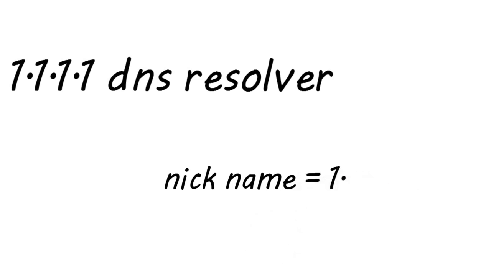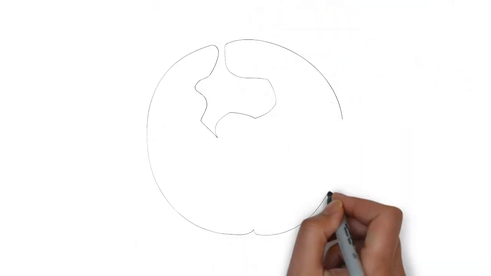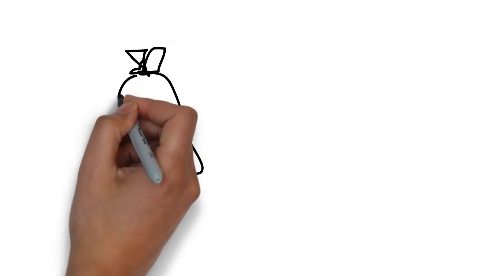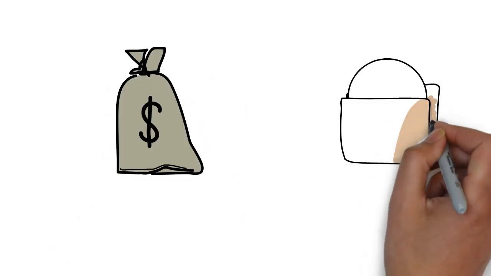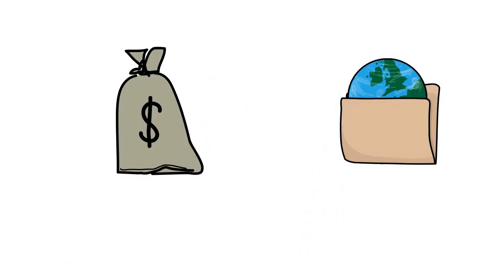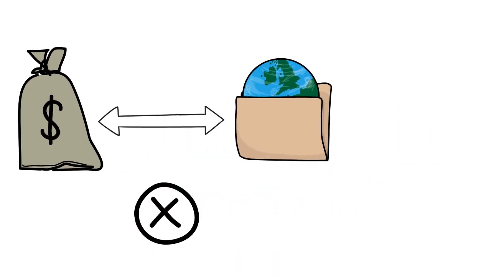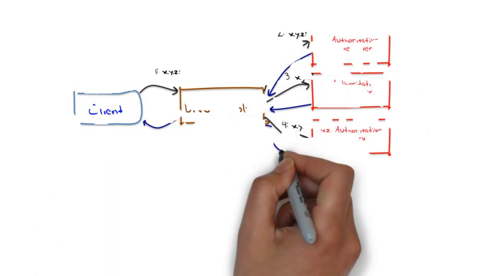Okay, so I will be calling this app 1.1.1.1. It is a fast and private way to browse the internet. It is a public DNS resolver, but unlike most DNS resolvers, 1.1.1.1 is not selling user data to the advertisers. That is what makes it the fastest resolver out there.